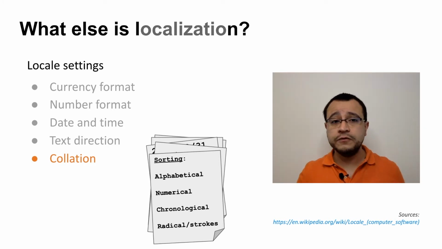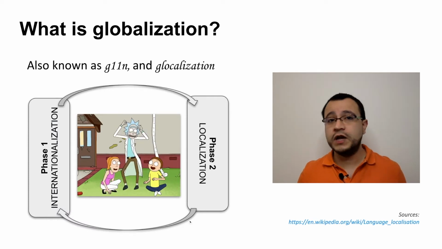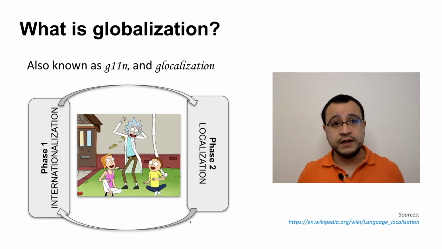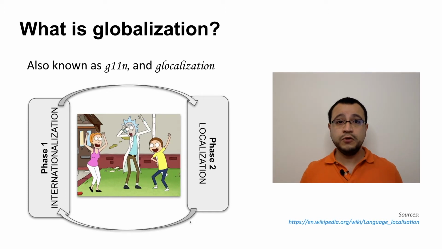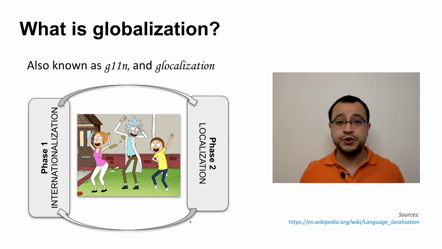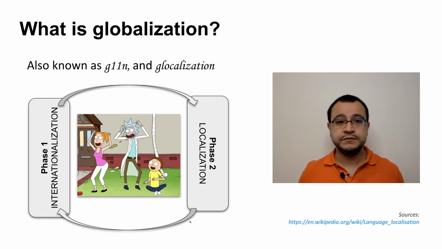When we take all of this plus translation, which is the process of making words or text from one language, the source language, to another, the target language, we get globalization, also known as G11N or localization. This is an iterative process. As we have seen, it begins with internationalization, where we do product design, product development, product testing, and quality assurance. When moving to localization, we might find issues, so we iterate and go back and forth.